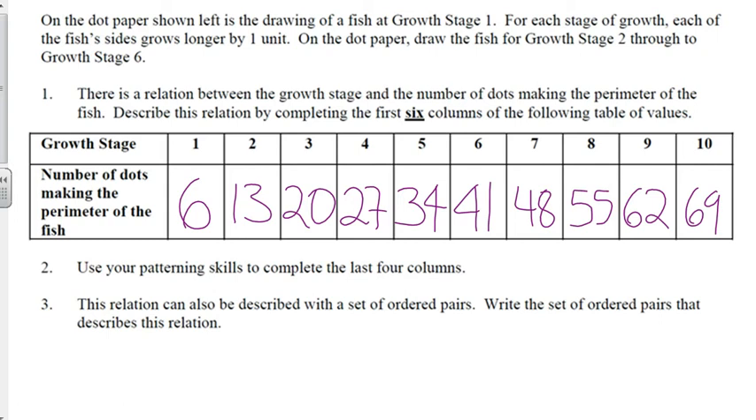So we've drawn it on paper with diagrams. We've then made a table of values with the growth stage and then the number of dots. We can also describe this with a set of ordered pairs. So what does the set of ordered pairs look like?